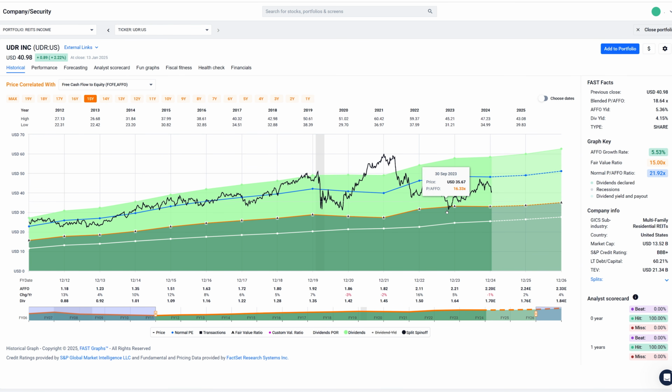It was a great value in September of 2023 and actually November of 2023 when it got down to a 15 price to AFFO. Valuation matters, and it matters a lot. But again, this has been a premium REIT from a standpoint of BBB plus. That's a very high rating for REITs, and it's been a nice steady grower and producer over time.